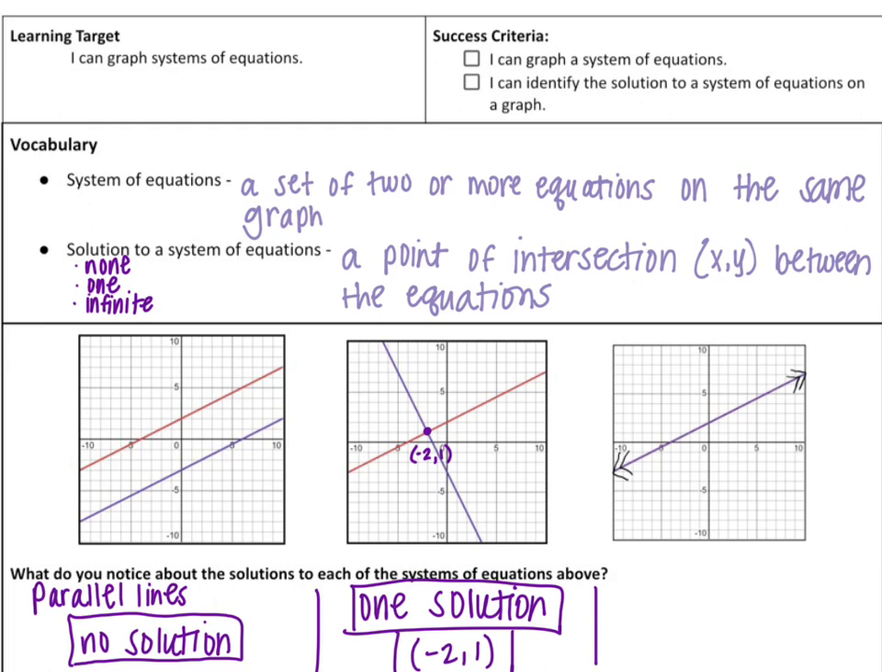And then this last one here, I noticed that both of my lines are purple, so I have two lines that are fully on top of each other. These lines have the same slope and the same y-intercept, right? They're basically on the same line. This would be when we would get our infinite solutions, because there is literally a solution at every possible point.